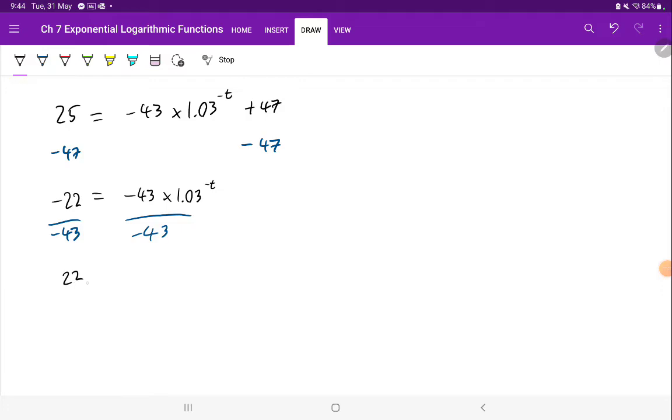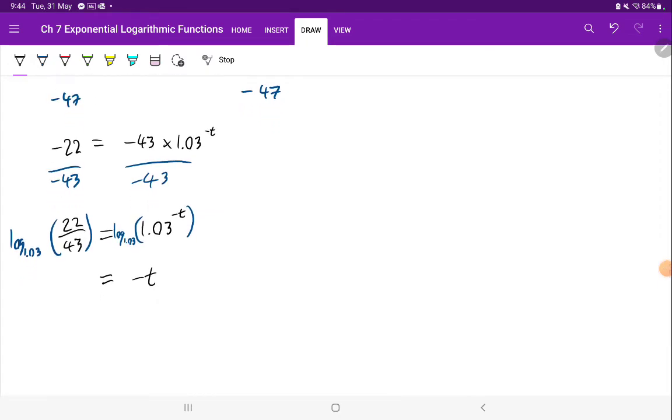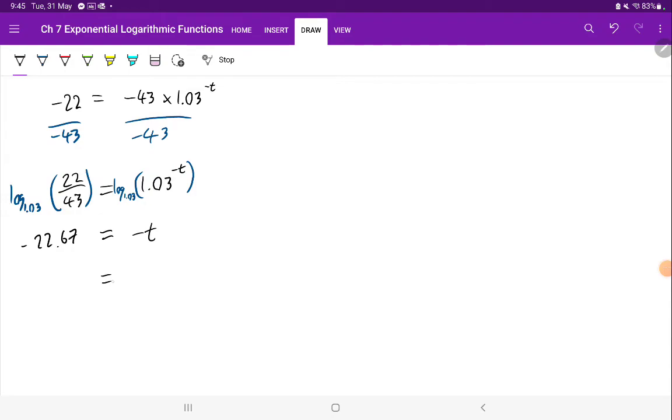22 on 43 equals 1.03 to the negative t. Take the log of both sides. On the right hand side, we're just left with negative t, which isn't quite what we're looking for, but it's pretty close. And on the left hand side, we're just going to get some constant, which is negative 22.67. Since it's equal to negative t, we can just make that positive t and make that 22.67. And this is in minutes.